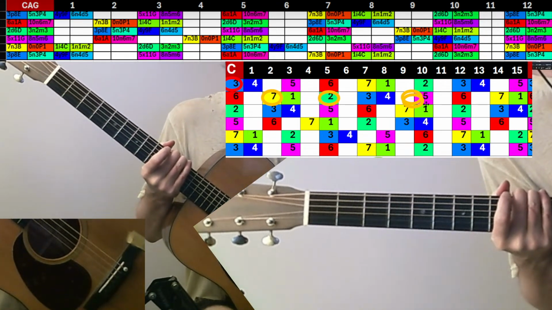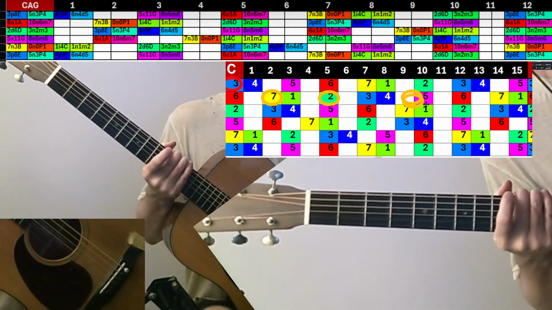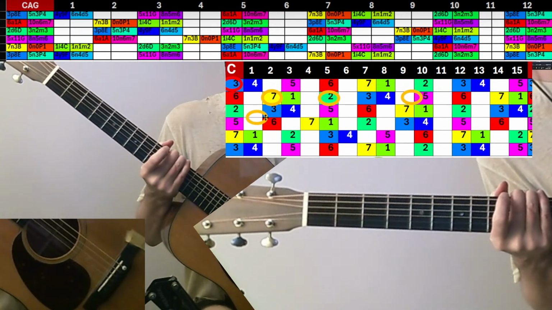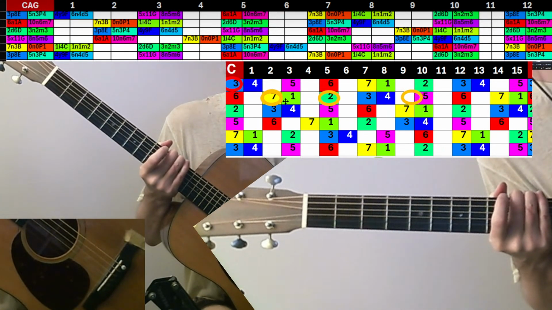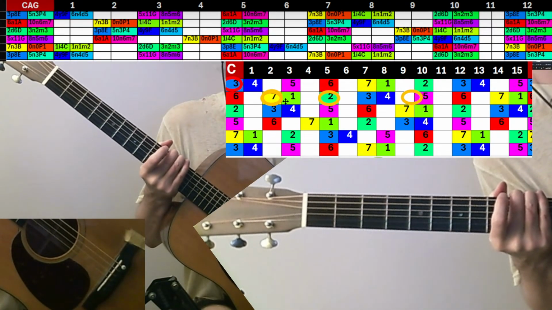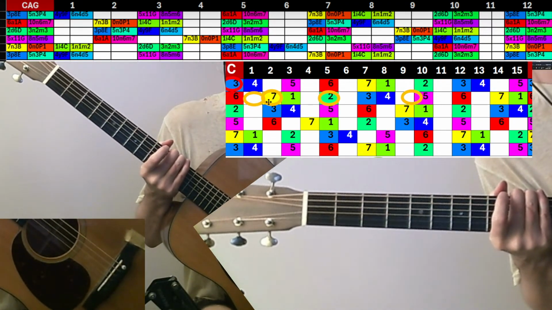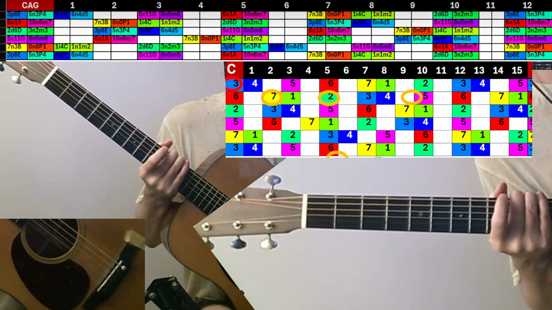And then if I look at the 5th, that should be 7 notes away. 5, 6, 7, 7 notes away. If I look at the 7th, that should be 10 notes away. 5, 6, 7, 8, 9, 10.